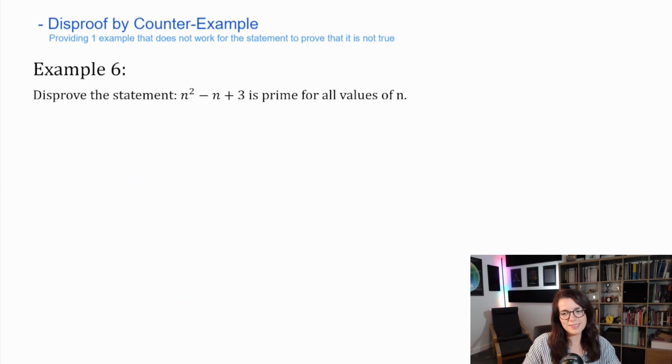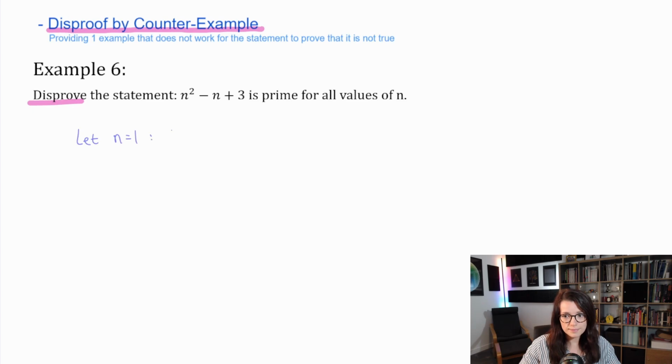Last example, disprove the statement n squared minus n plus 3 is prime for all values of n. Again, that word disprove makes me think of disproof by counterexample. So can we think of one example to show that the statement is false? At this point, trial and error is the way to go. So you might want to start small.